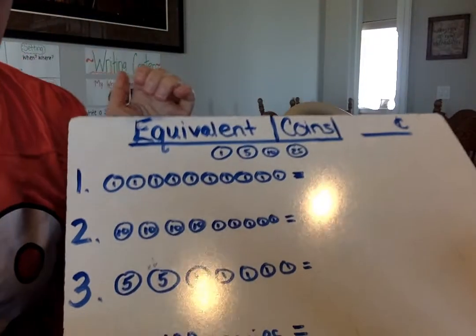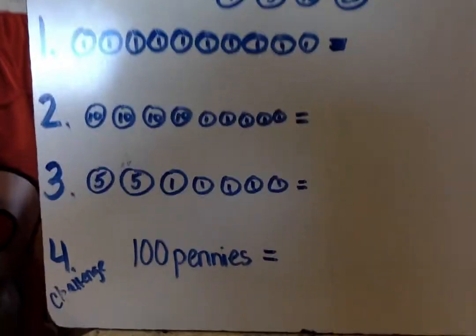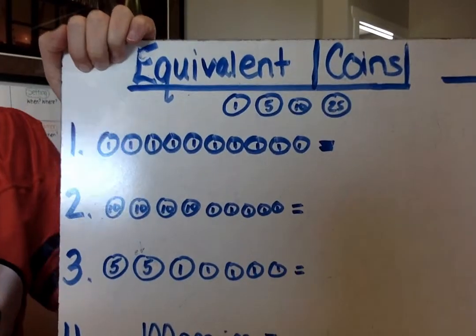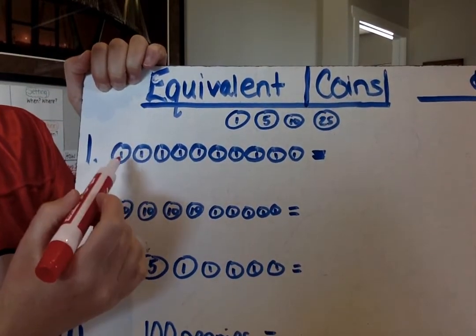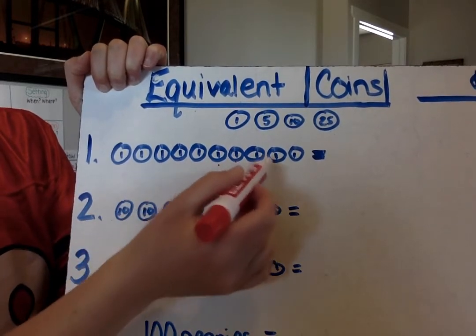Number 1, yikes. Okay, I drew the amount, I guess, coins. Okay, so let's count: 1, 2, 3, 4, 5, 6, 7, 8, 9, 10.